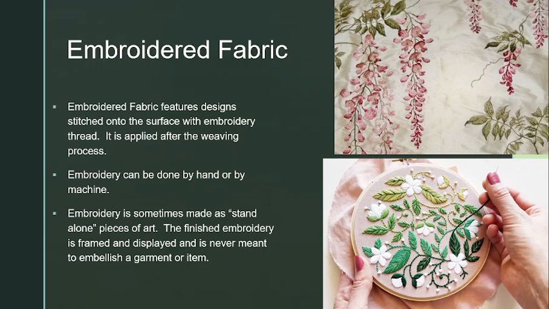She is utilizing what is called an embroidery hoop, which is the wooden ring shown here. The wooden ring pulls the fabric taut and allows for the embroidery to be applied easily.